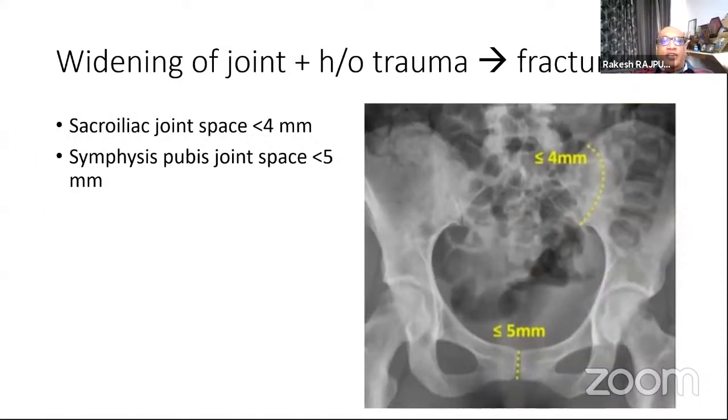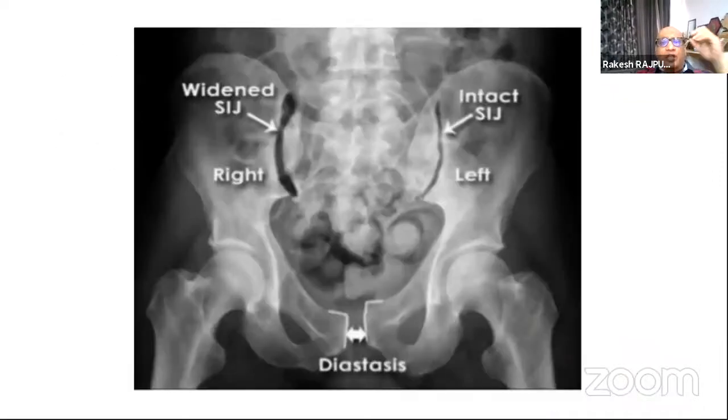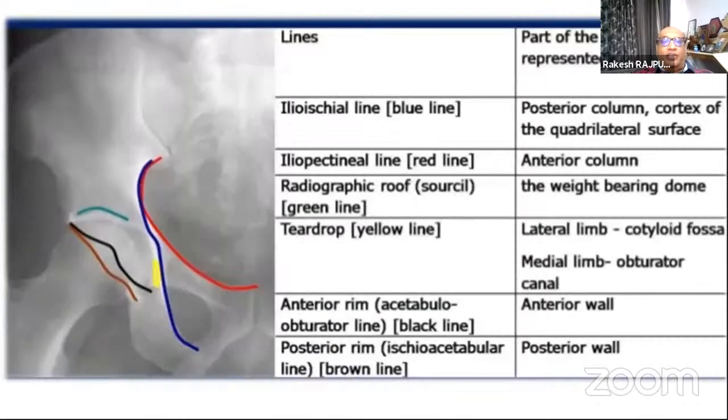Then we look at the SI joint. The standard description we give, when we are talking about normal full size digital x-rays, is that if it's less than 4 mm, we probably feel that the SI joint is okay. Similarly at the symphysis, if it's less than 5 mm, it's okay. And if you have got the other side, which is normal, it's easier to compare. Then the widening on the other side is a bit easier to interpret.